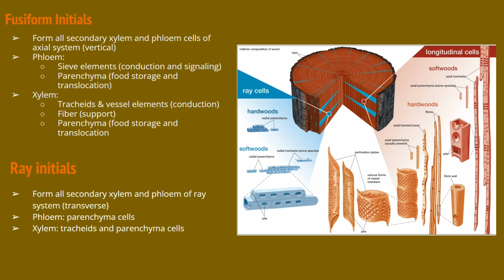Axial secondary xylem cells can take the form of tracheary elements like tracheids and vessel elements for conduction of water and solutes, fiber for support, and parenchyma for food storage and translocation. The ray initials of the vascular cambium make all of the secondary xylem and phloem cells of the ray system. They make the tracheids and parenchyma of the xylem ray and the parenchyma of the phloem rays.